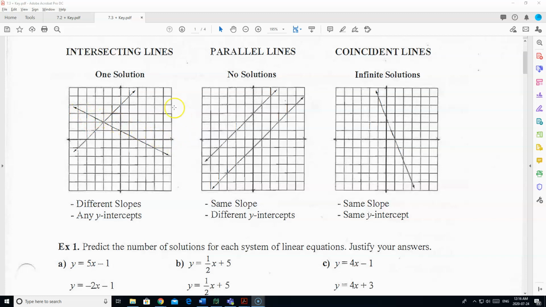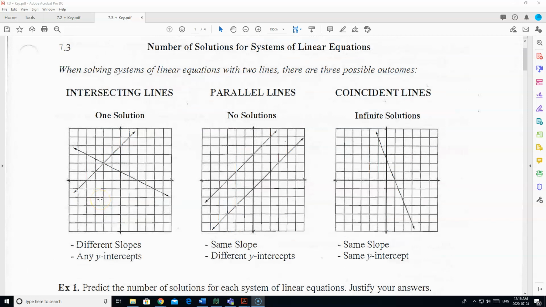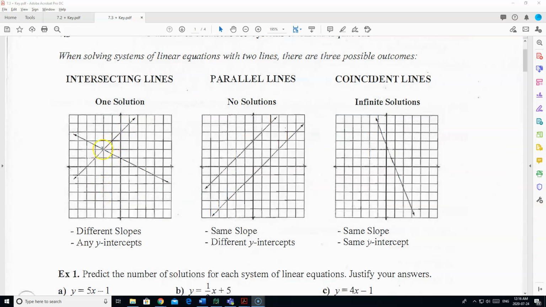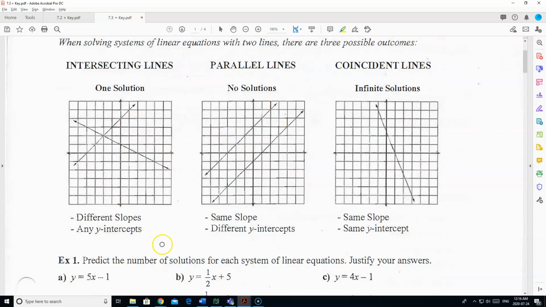Remember, when you're graphing the two lines in a system of linear equations, the solution would be the point where they intersect. You can see here they're crossing one another, meaning they have different slopes. When they have different slopes, they're going to have only one solution. The y-intercept could be anything. Even if they have the same y-intercept, they just cross at that y-intercept. If they have a different y-intercept, they cross somewhere else because they have a different slope. So, one solution.